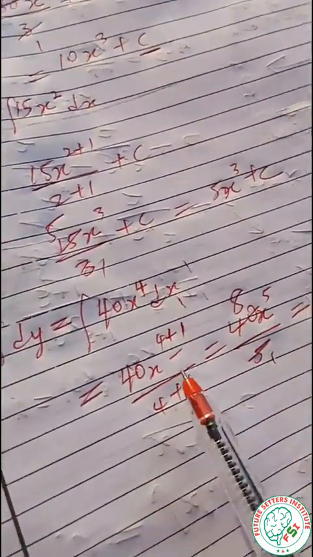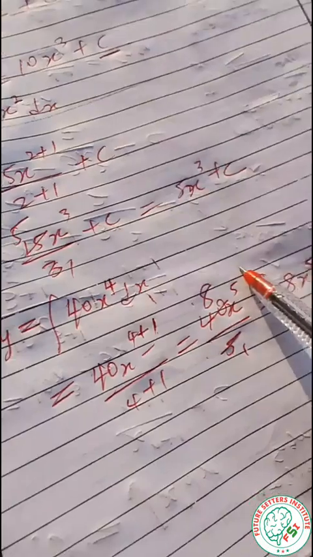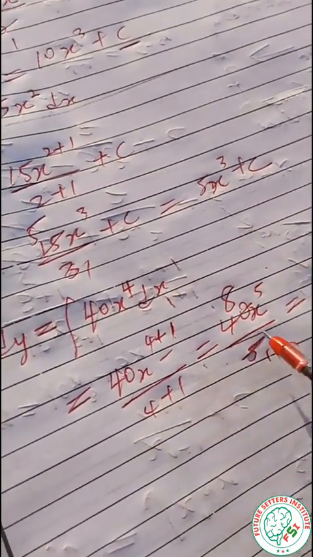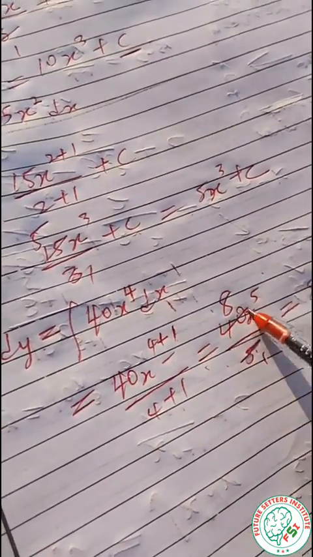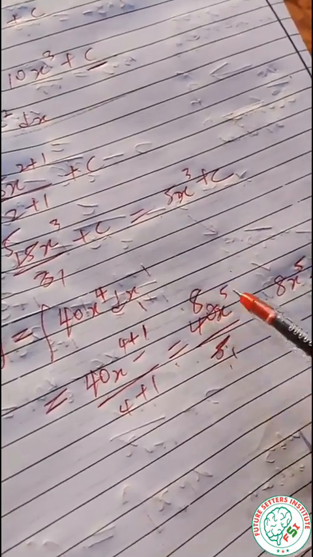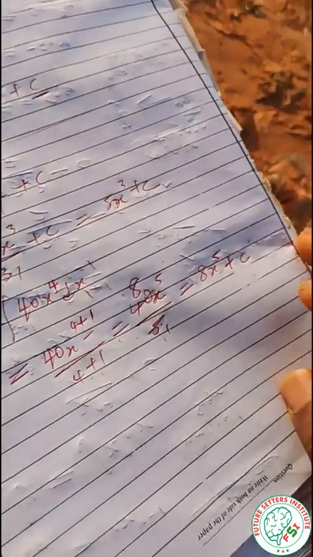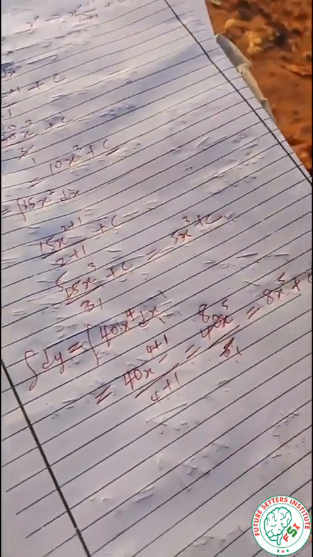So take note, 40x raised to power 4 plus 1 over 4 plus 1. What was 4 plus 1? 5. Then what you have here is 4 plus 1. 4 plus 1 is 5. So you have 40x raised to power 5 over 5. 5 here 1. 5 into 40 is 8. We have 8x raised to power 5 plus c. So take note of these points. It's very much easy to understand.